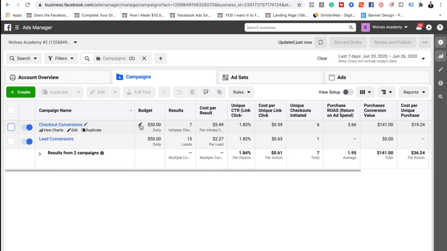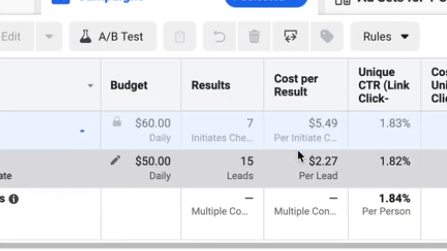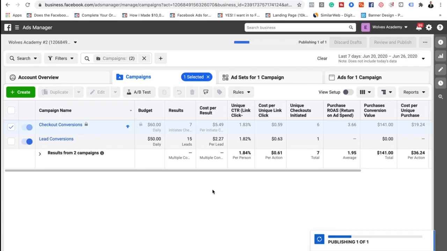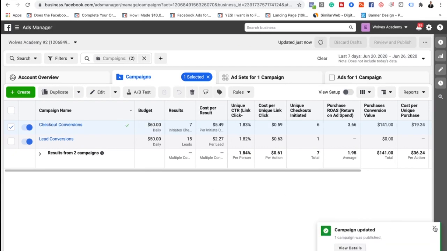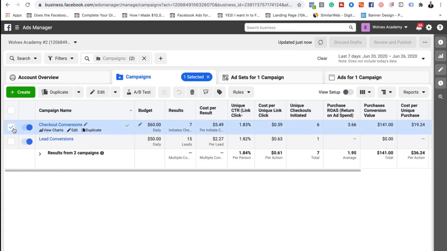So you don't wanna just boost up your budget to like $2,000 or $500. So what I'm gonna do is a 20% increase is gonna be $10. So I'm gonna increase my budget to $60. And then I'm gonna go ahead and publish it. So with that being said, this is the last time that I'm gonna check on this campaign. Tomorrow, when I wake up, we should see some additional data that we can look at to make data-driven decisions.